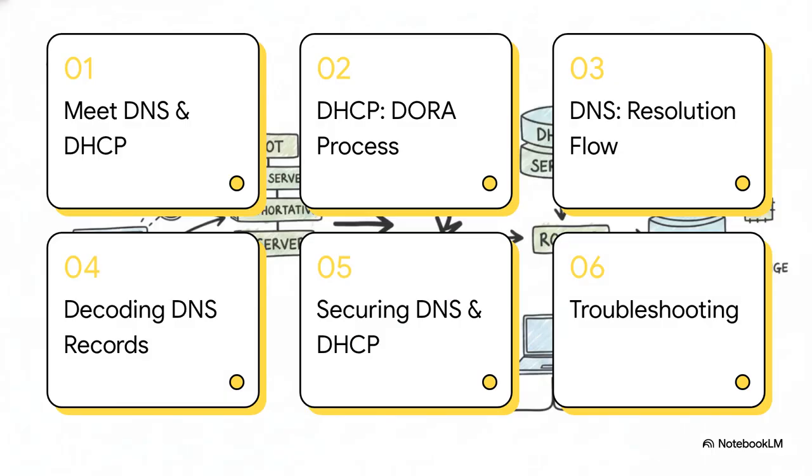Here is our roadmap for today. We'll start by meeting DNS and DHCP, walk through the DHCP DORA process, and track the DNS resolution flow. Then we'll decode DNS record types, look at securing our infrastructure, and finally cover how to troubleshoot network failures.